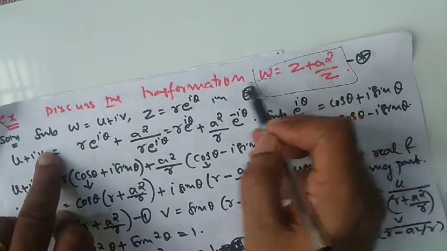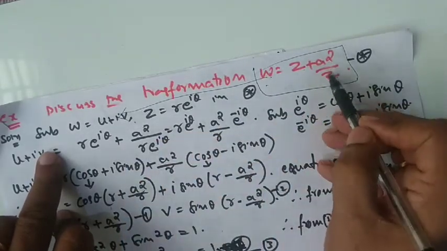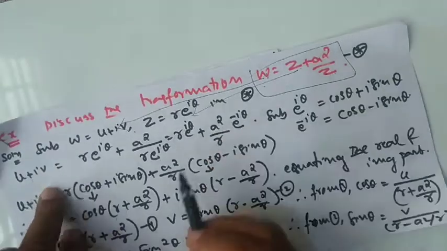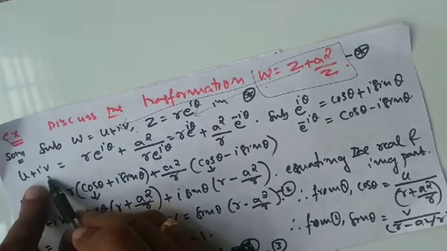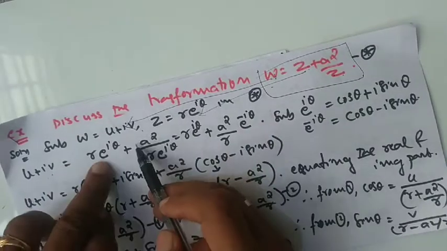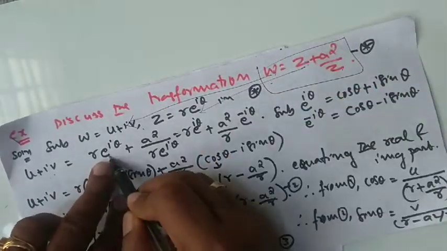Let us substitute W is equal to U plus IV here. Wherever Z is there, for this Z, let us substitute R into e to the power I theta. If I substitute, what happens? W is equal to U plus IV, I have written here. Now Z is R e to the power I theta.